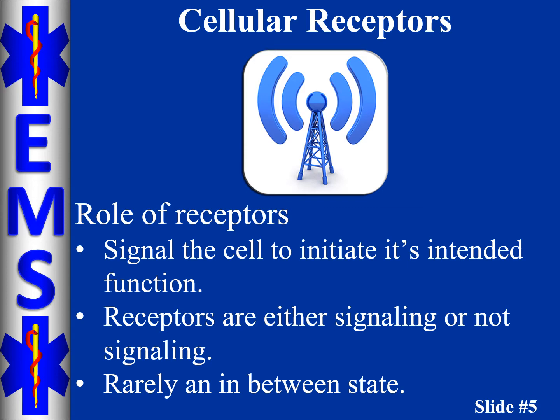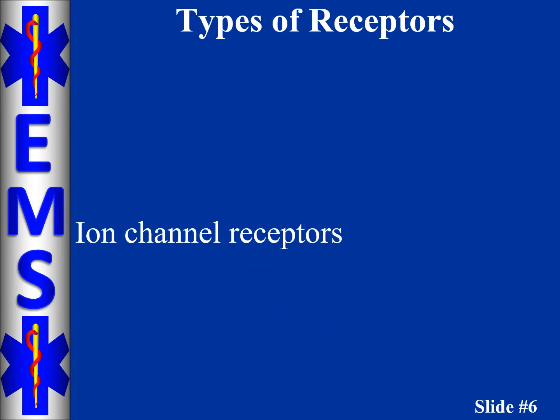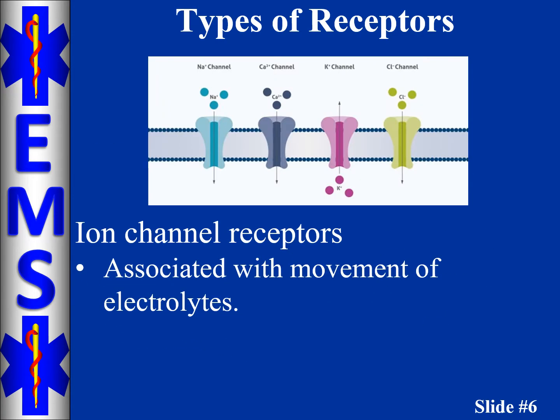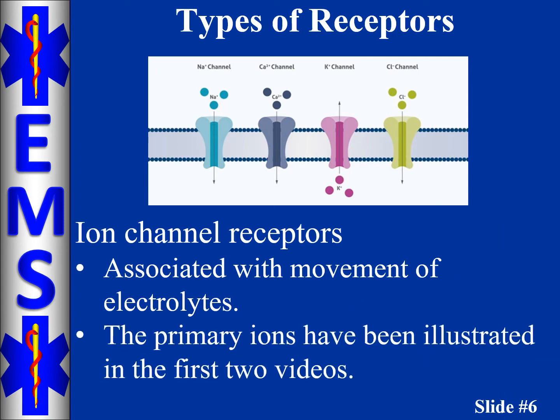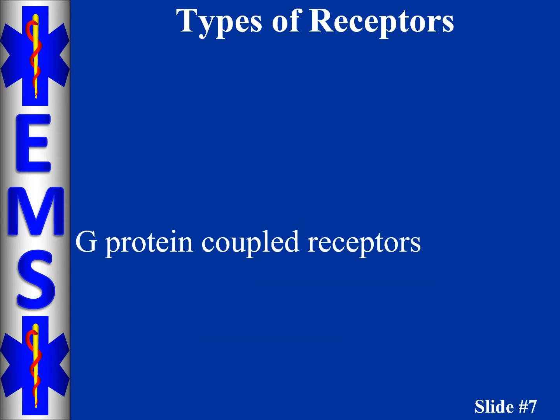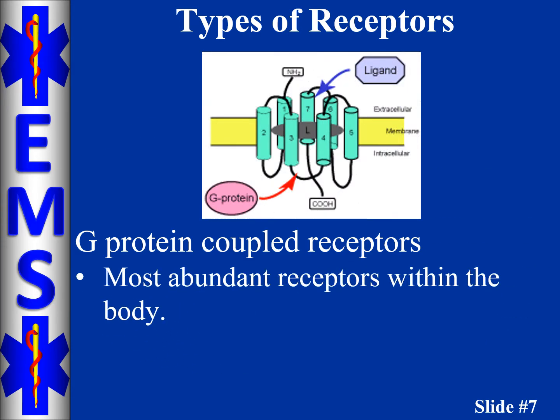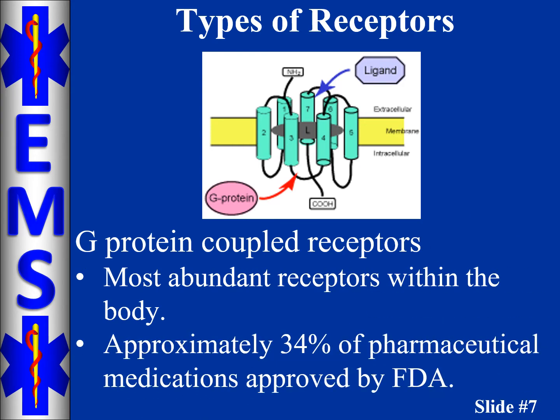There are 4 major types of receptors. First are called ion channel receptors. These receptors are responsible for moving electrolytes in and out of the cell. The functions of these primary electrolytes have been illustrated through the schoolhouse theory in the first 2 videos within this series. The second type of receptor are called G-protein couple receptors. G-protein couple receptors are the most abundant receptors within the body. As a side note, approximately 34% of all pharmaceutical medications approved by the FDA focus on influencing this receptor group.